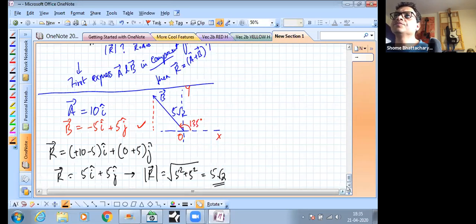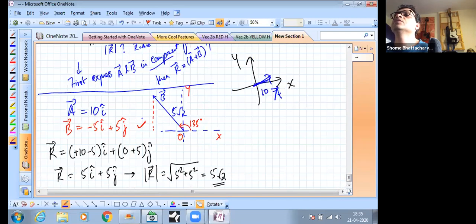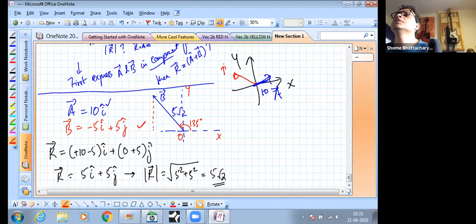Yeah, so just to explain what I've done here is, see, with respect to the x-y axis, how was my vector A? My vector A was like this. It was along the x axis and its magnitude was 10. So that's how this became. But what about the vector B? My vector B was like this. This was the vector B at an angle of 135, like this, and magnitude 5√2. So I wrote vector B now in component form.